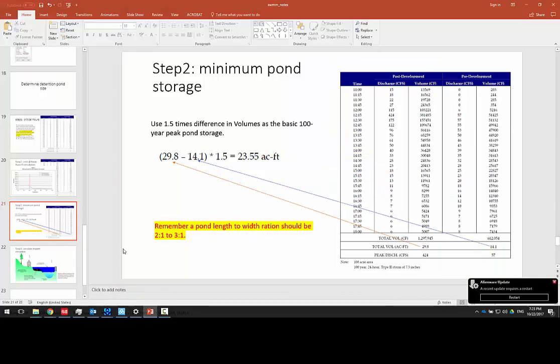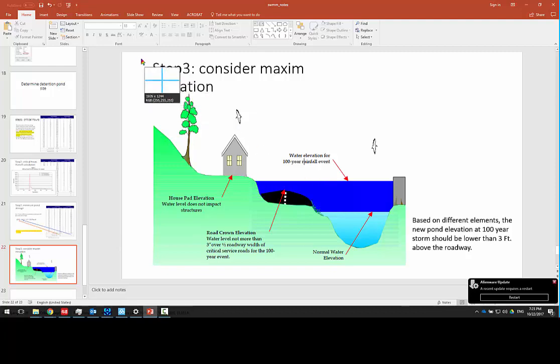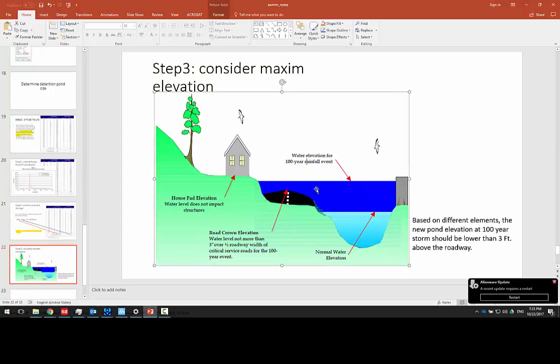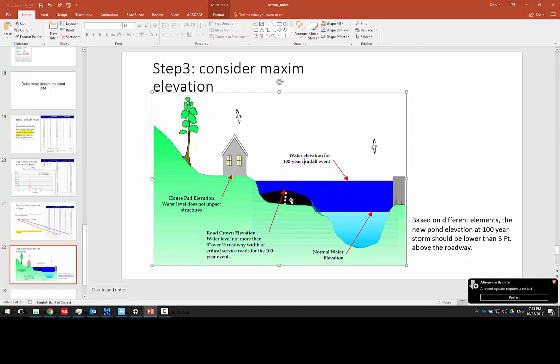Just remember that. And also, if you have a detention pond, and the water is coming down, you don't want the water to be too high. Okay, for example, roads, you want them less than 3 feet. So just remember that part.